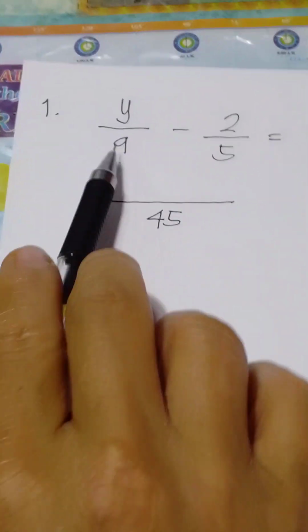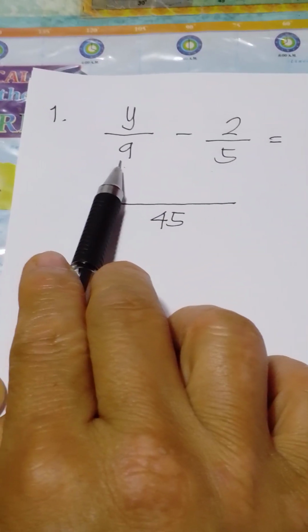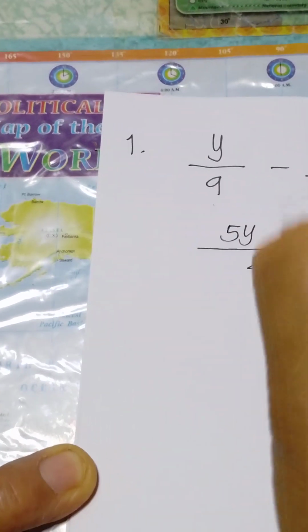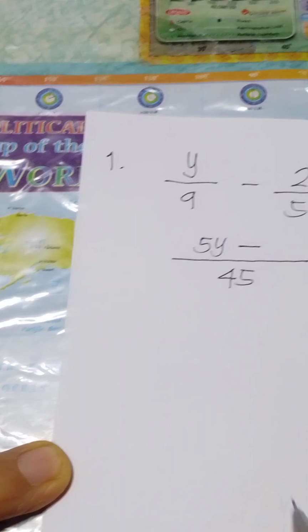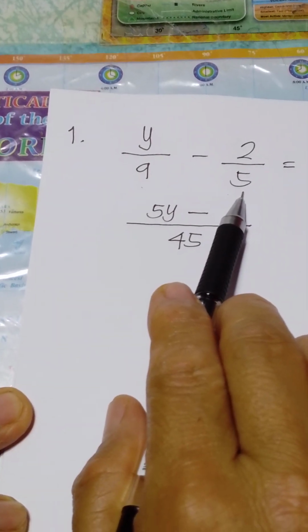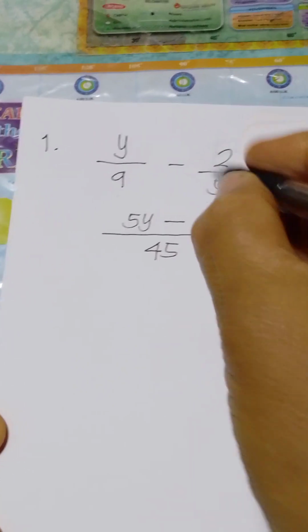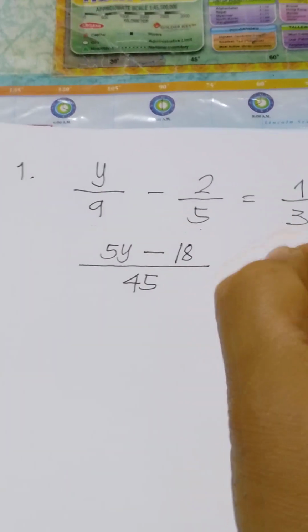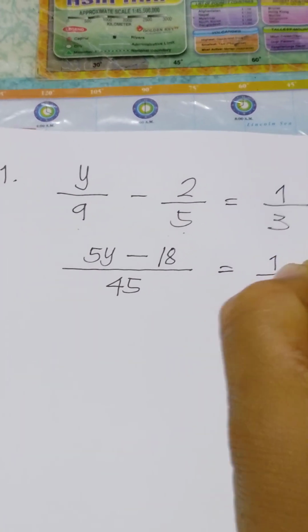Next is 45 divided by 9, that is equal to 5. And then I have to multiply by y, so I have here 5y. Then copy the operation, which is the subtraction. And then 45 divided by 5, that is equal to 9, and then multiply by 2. So I have 18 is equal to 1 over 3.